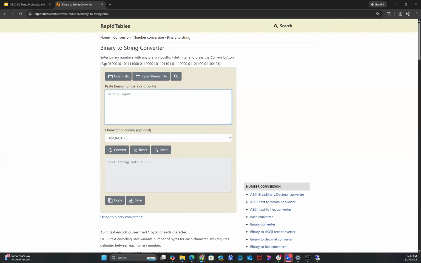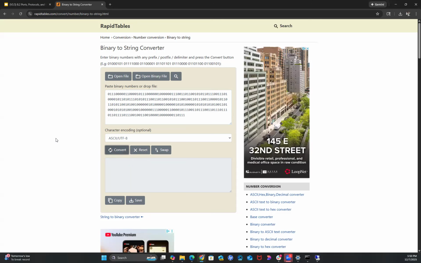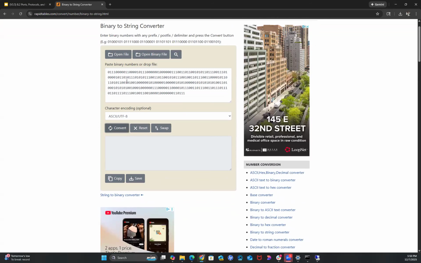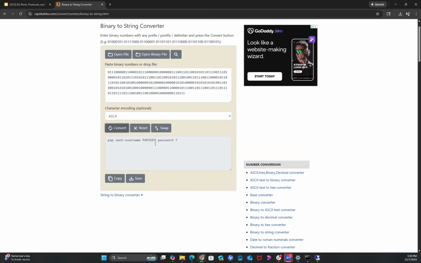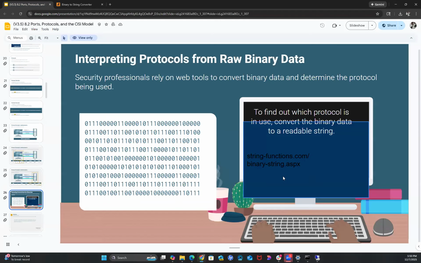So now we can copy and paste this string. See the binary input, and then they convert this to ASCII. PEP sent username and PEP user password 7. So this is the protocol using.